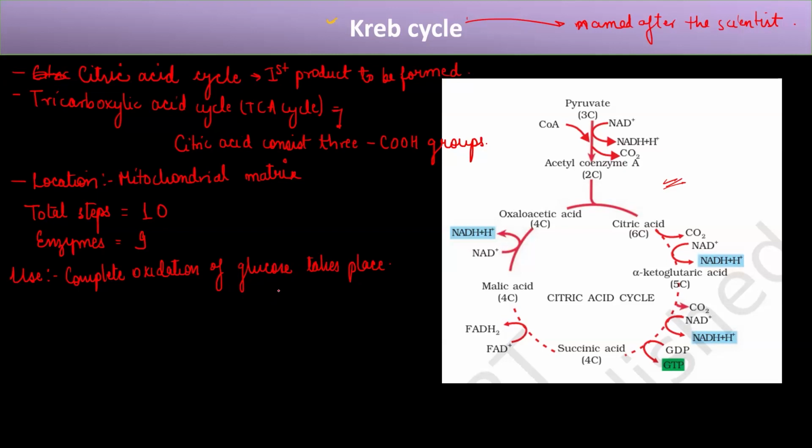Now, this glucose is not entering the TCA cycle directly, right? It will enter the TCA cycle in the form of acetyl-CoA, because from glucose, ultimately the acetyl-CoA is formed. And this acetyl-CoA enters into this TCA cycle. Now we will see how these products are formed.